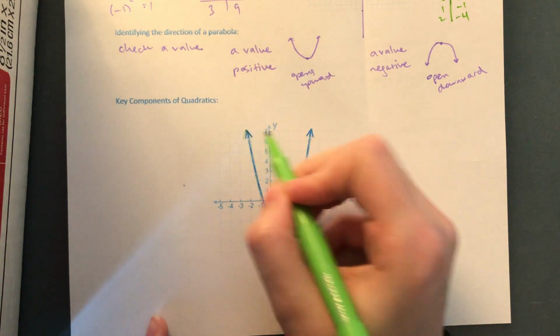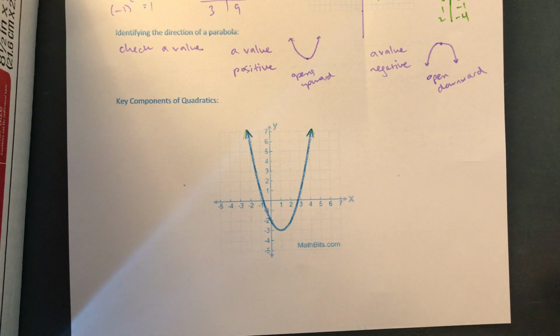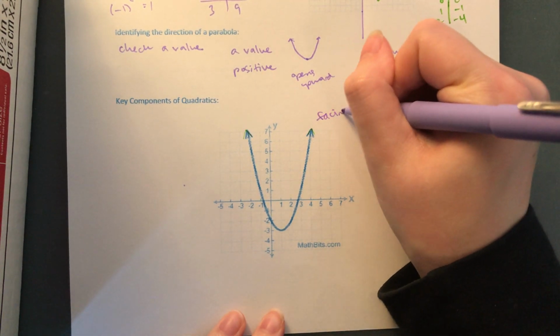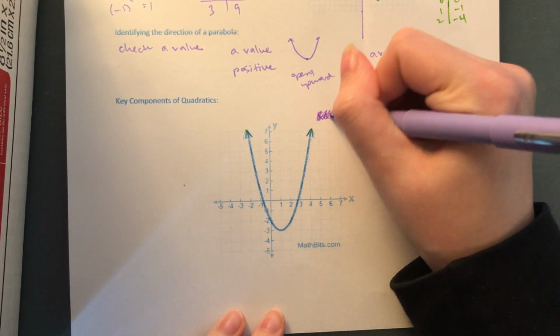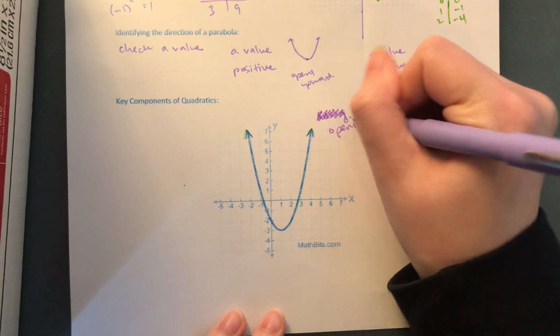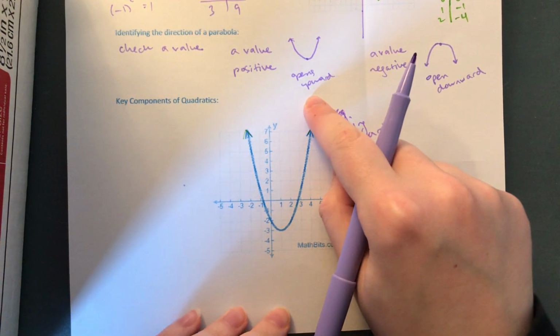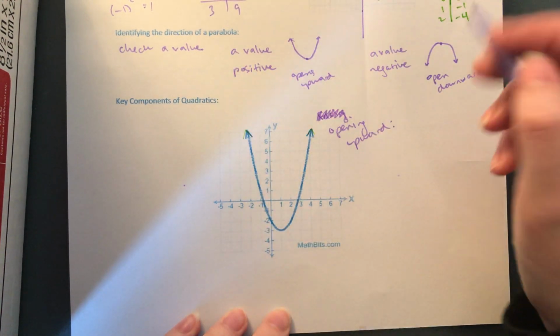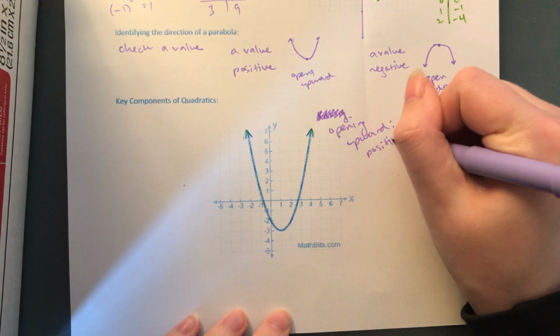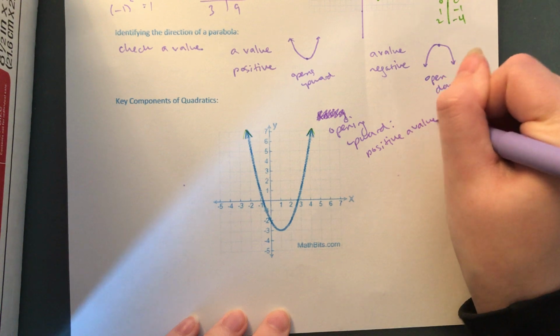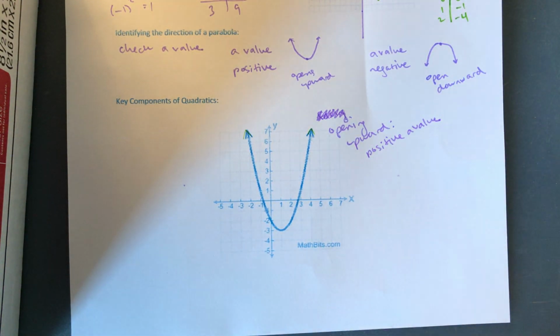Currently, our arrows are pointing up, so this one's facing upward. Or actually, I should say opening upward. My bad. Opening upward. So that means if it's opening upward, that means our A value is positive. So that means positive A value. Okay. We're also going to learn about a couple other things.